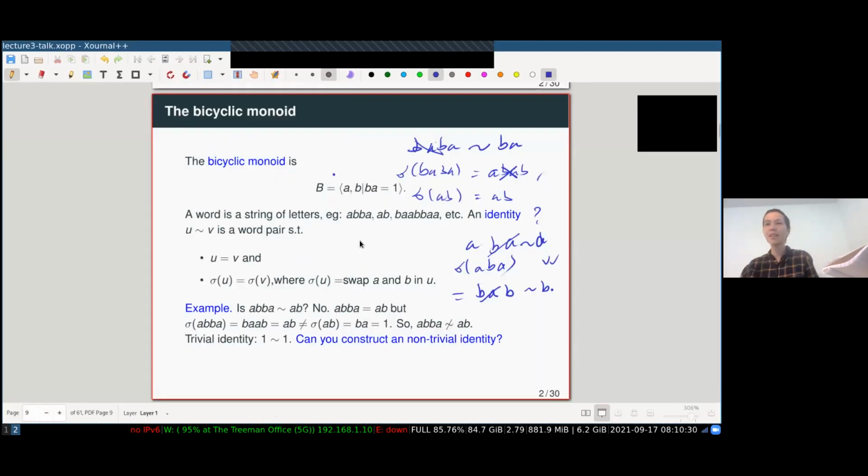All right. So these identities, as you notice, here are some examples. Thank you very much. As you notice, these identities have different lengths on either side.